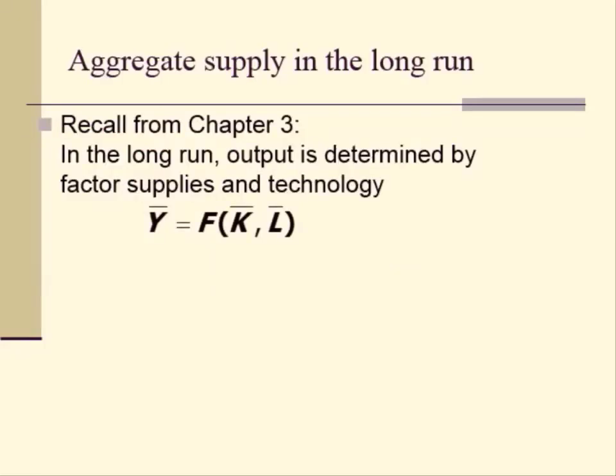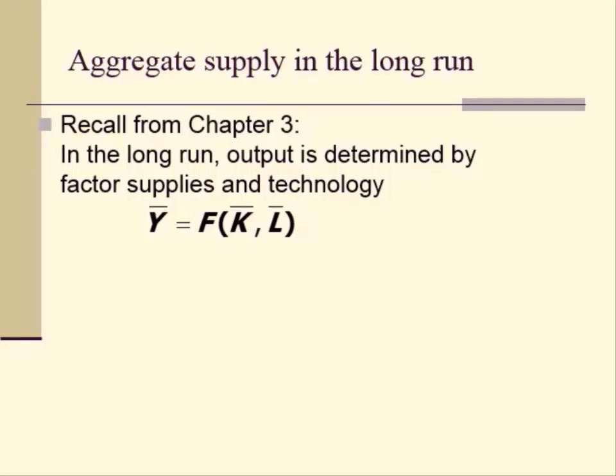Now let's discuss the aggregate supply. Aggregate supply gives a relationship between the general price level, P, and the quantity of goods supplied. And we need to consider two cases. One, the long run, when all prices are flexible. And two, the short run, when some prices are sticky. And let's first discuss aggregate supply in the long run.